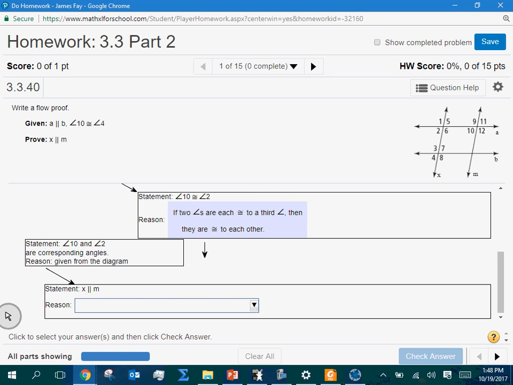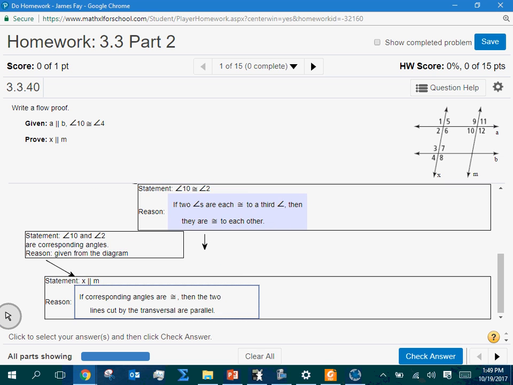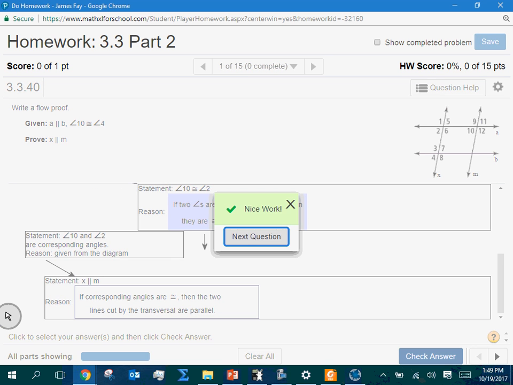And the reason then is because those are corresponding angles, right? If corresponding angles are parallel, can corresponding angles be parallel? No. What types of things are parallel? Lines and planes. That's the only thing we talked about so far that are parallel. So that's not it. If corresponding angles are congruent, then the two lines cut by the transversal are parallel. That's what we're looking for, and that's our final answer.